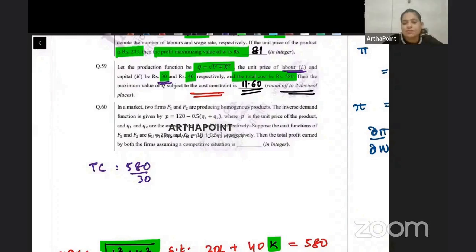let me think. That can be done. So what is the output you're getting in that case?